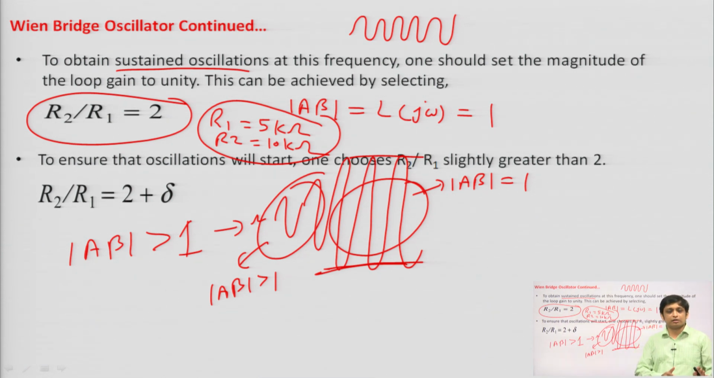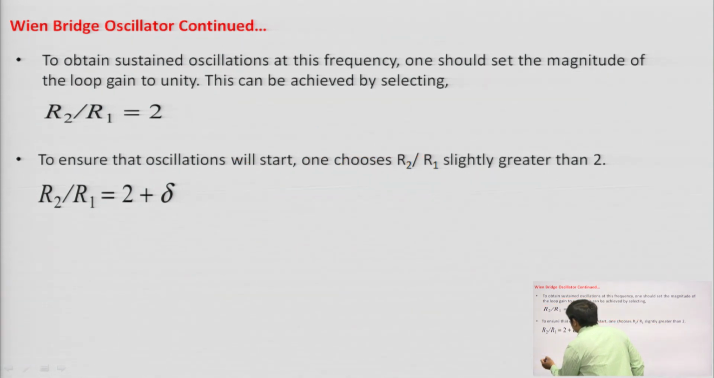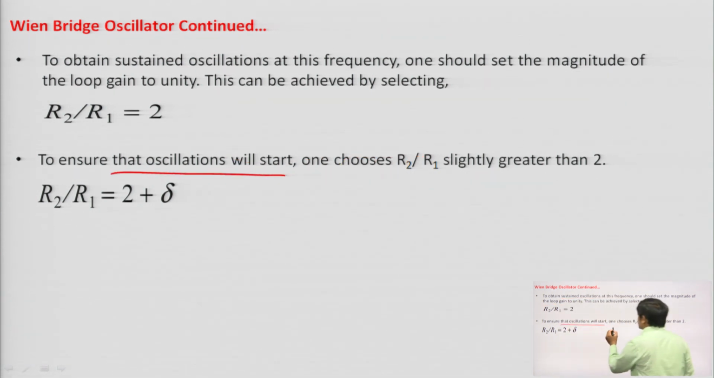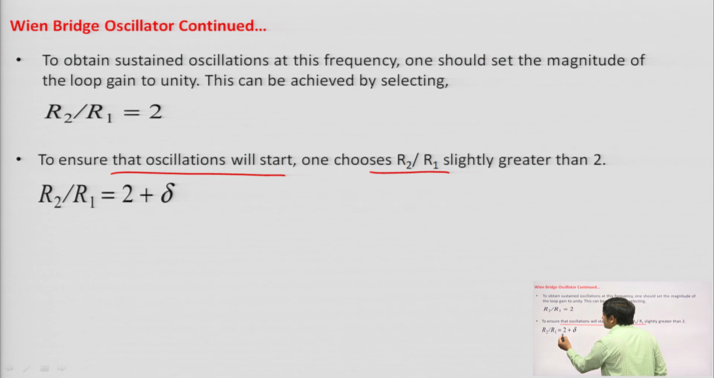Initially mod A beta greater than 1 is set, and after that the circuit adjusts itself to get mod A beta equal to 1 for sustained oscillations. That is why this second point is very important. To ensure that oscillations will start, R2 by R1 should not be exactly equal to 2, it should be greater than 2. 2 plus delta, where delta is very small, right.